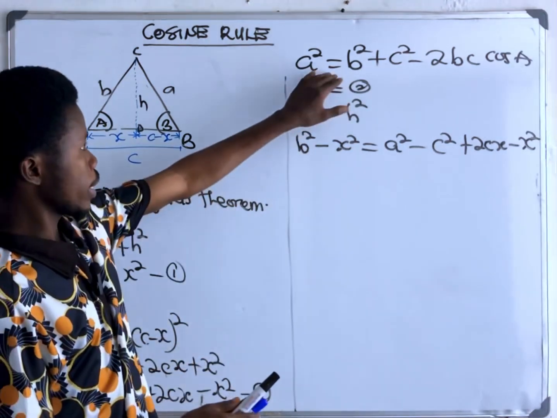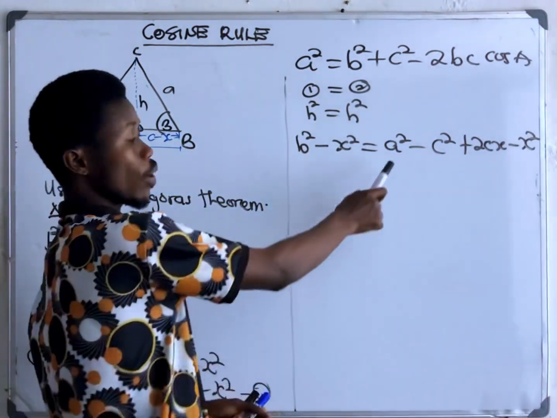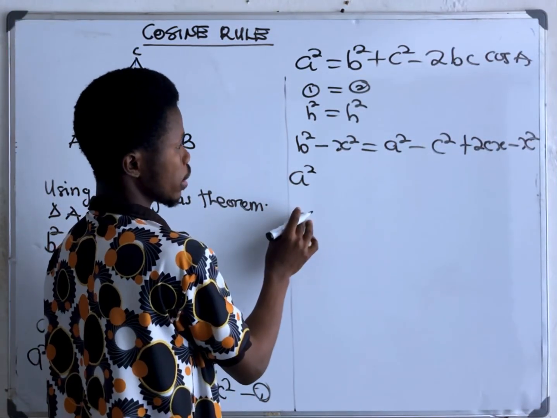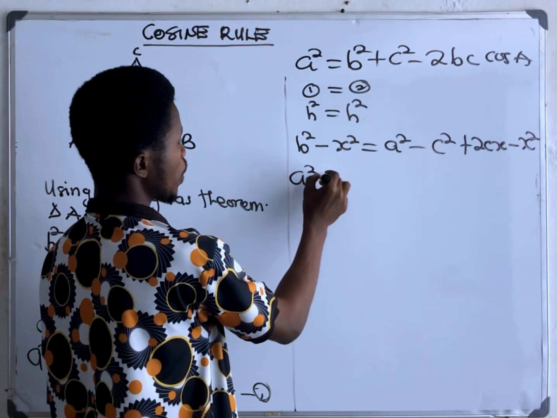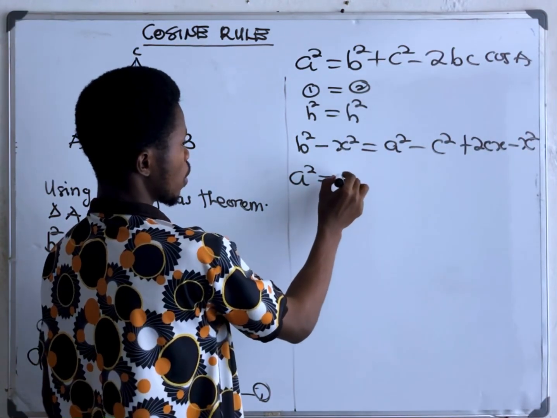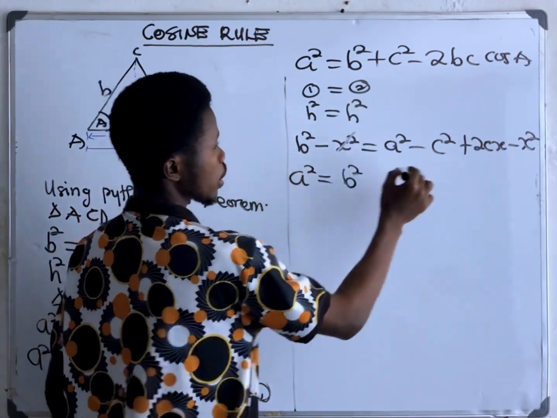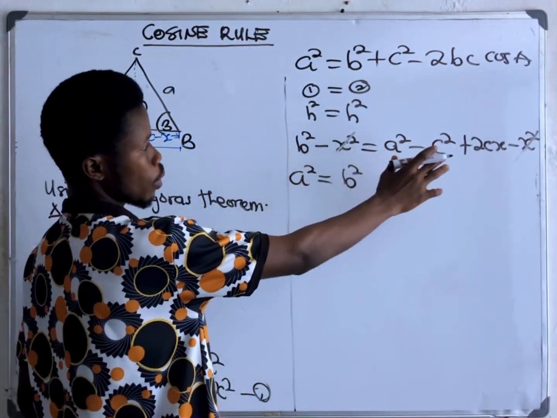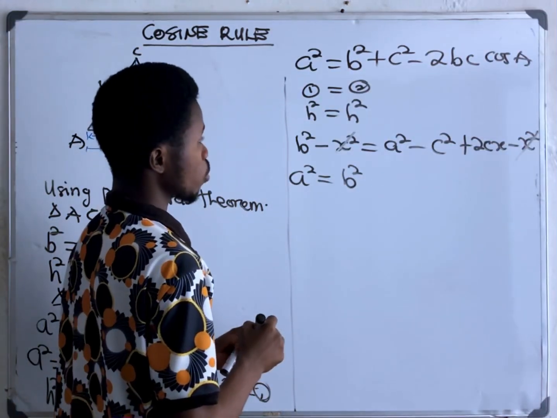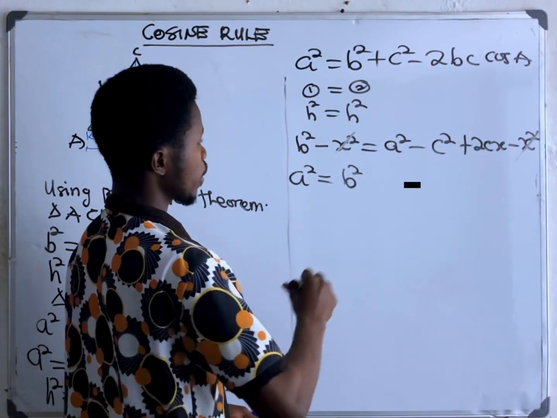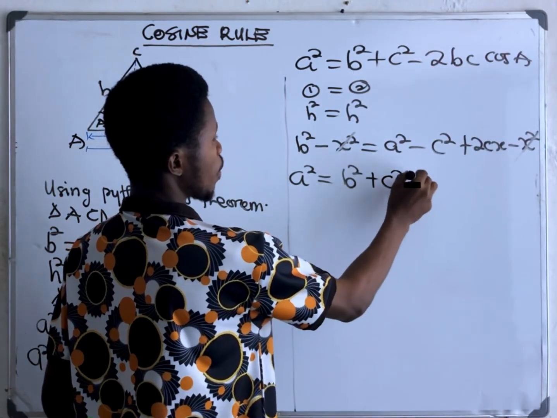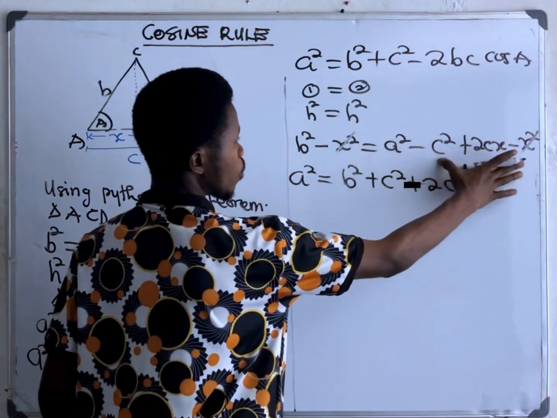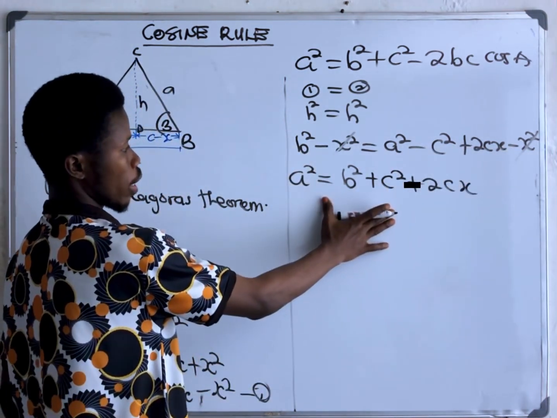But you want to get something like this. So let's try to make a squared the subject. a squared is equal to b squared. Remember this one will cancel this, because if I bring the negative x squared here, negative x squared and positive x squared go to 0. So we have b squared plus c squared minus 2cx. What I've just done is maintain the a squared and move whatever is here to this side.